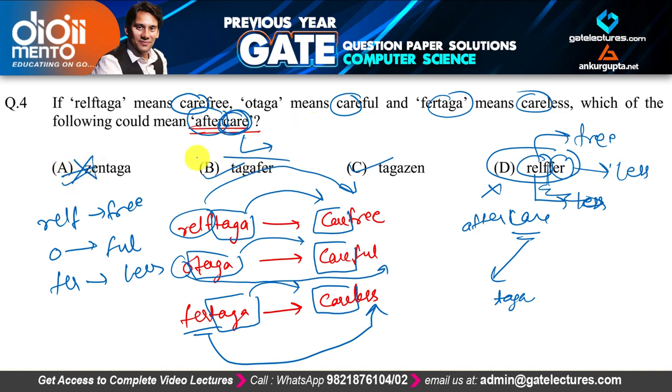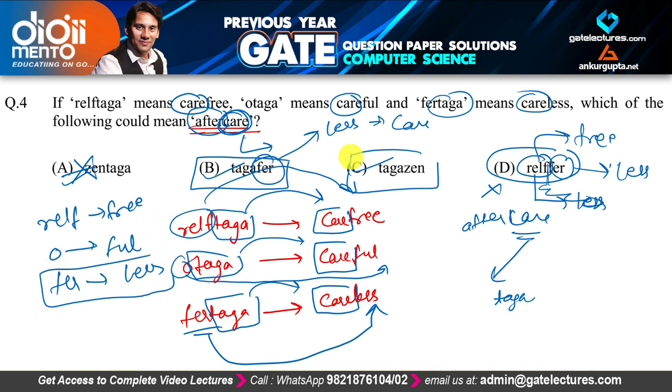So we have the answer as option B, which is Tagafer and Tagazen. But you know what is the meaning of fur? Fur means less. So Tagafer means less care. Therefore the correct answer to this question is option C, which is Taga. Taga means care, and Zen means after. So this is a decoded and coded message that you send. So the correct answer to this question is option C.